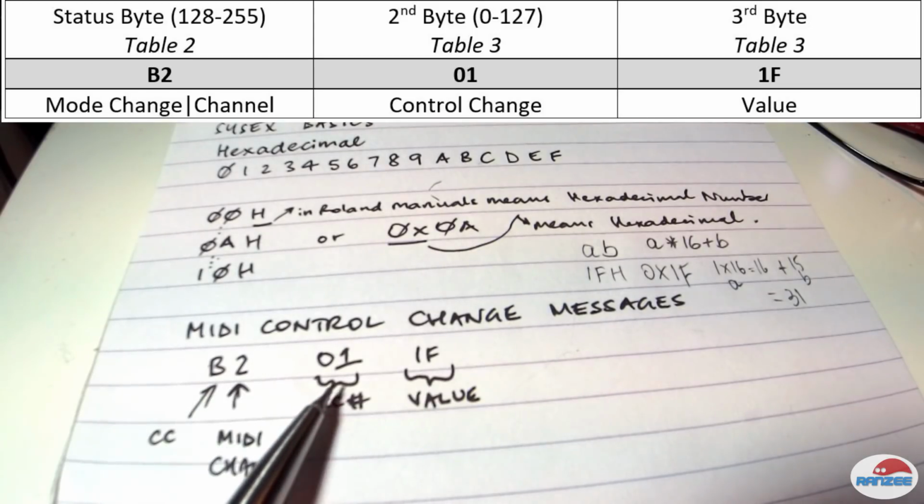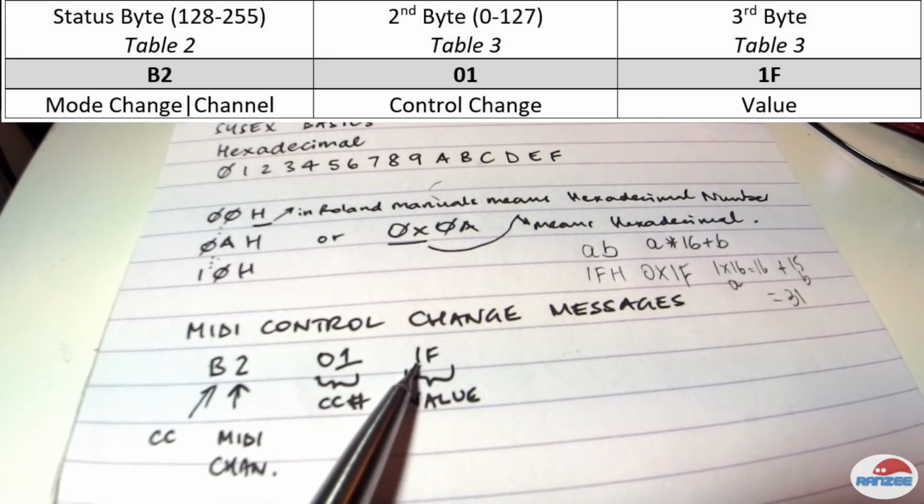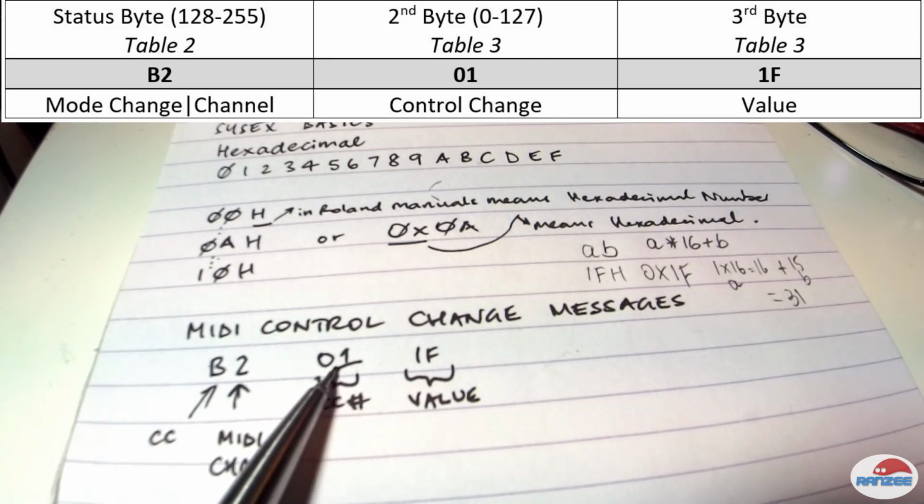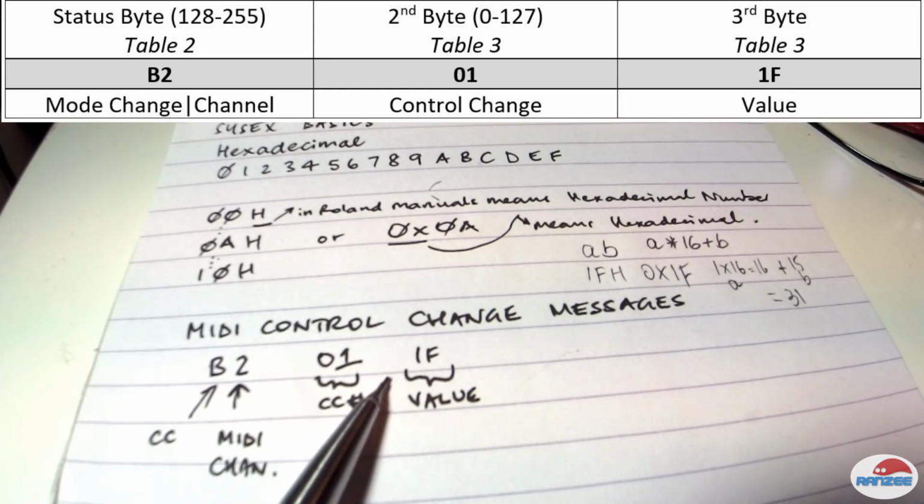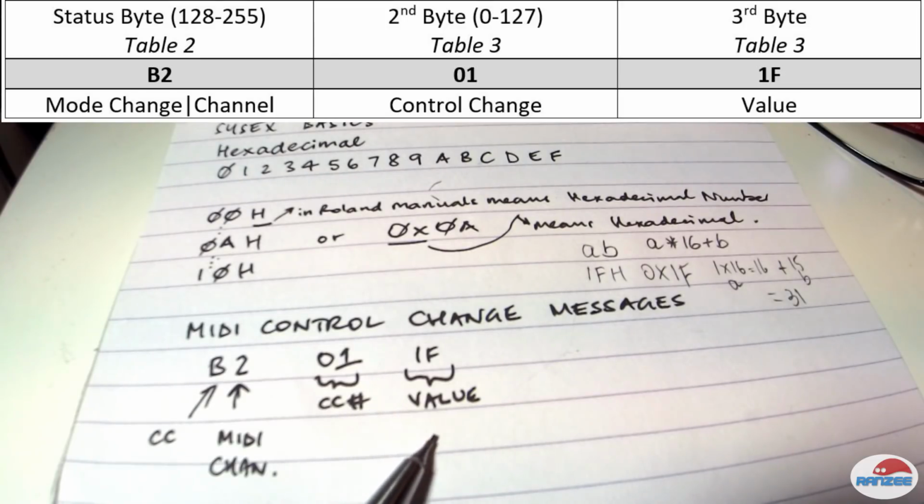Now, the second byte, this 01 number here, is the actual control change message. And I'm going to show you in a sec how we look that up. And the third byte is the value in this case. So these two bytes come from table 3. And once again, that's a list of registered parameter numbers or RPNs. And there's a list in the description for table 3 below from the MIDI.org.